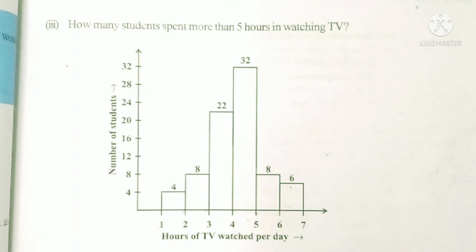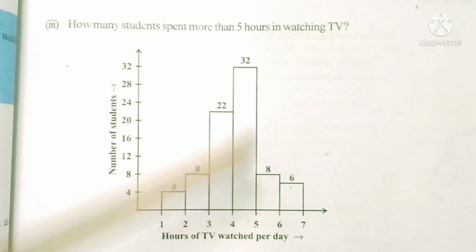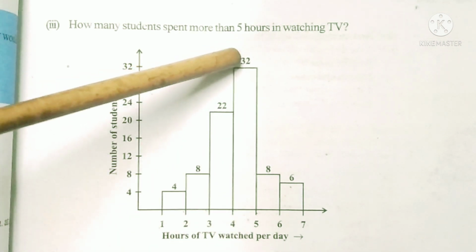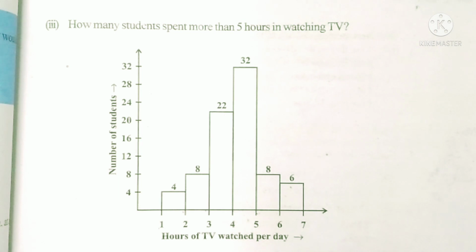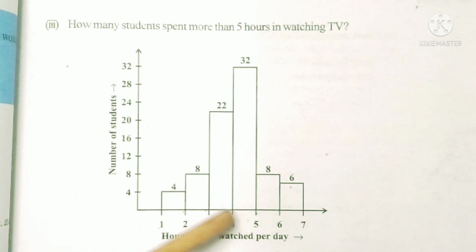Now the first question in that is, for how many hours did the maximum number of students watch TV? So the maximum means the highest number. So for that we need to go and check the longest bar. Which is the longest bar? Which is from 4 to 5. How many people are watching? 32. So how many hours did the maximum number of students watch? 32 is the maximum number of students, they watched for 4 to 5 hours. So you need to write the answer that maximum number of students watched TV for 4 to 5 hours.